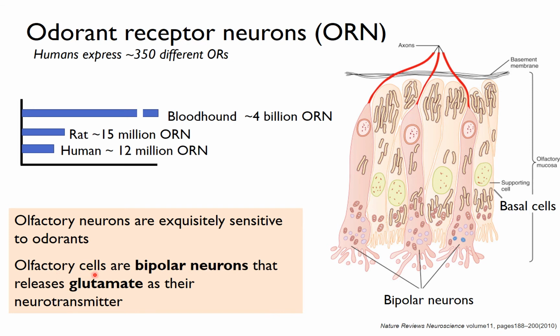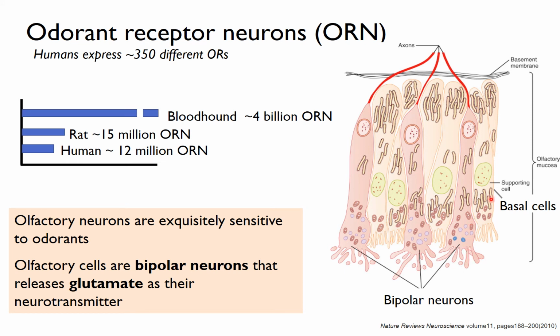So olfactory neurons are exquisitely sensitive to odorants. And of note, olfactory cells, the olfactory neurons, are specialized bipolar neurons. They use glutamate as their neurotransmitter. In this image on the right, we're showing you an example of 3 dark pink bipolar neurons. These are the odorant receptor neurons. Their receptors would be expressed down here at the bottom of these neurons.